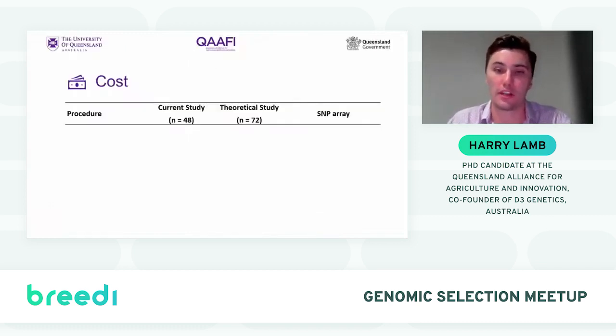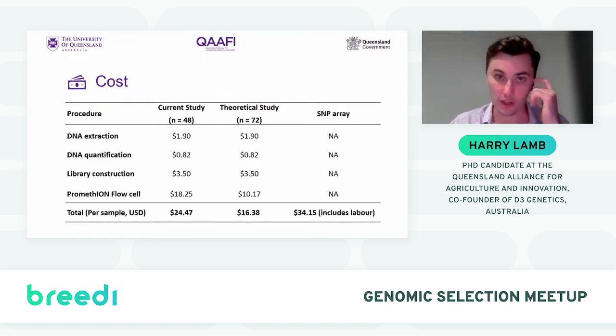I mentioned cost. Cost was another key driver for this particular study because we wanted to check that it was in fact going to be cost effective for producers in Australia. In the current study that we did, we tallied all the different costs for just generating the data and the breeding values. That came out to be about $24 per sample, but this doesn't include labor, and it doesn't include any of the overheads like driving out onto the farms and taking samples. Theoretically, we think we could increase the size of the run up to 72 animals, and this would decrease the price down to about $16 per sample.